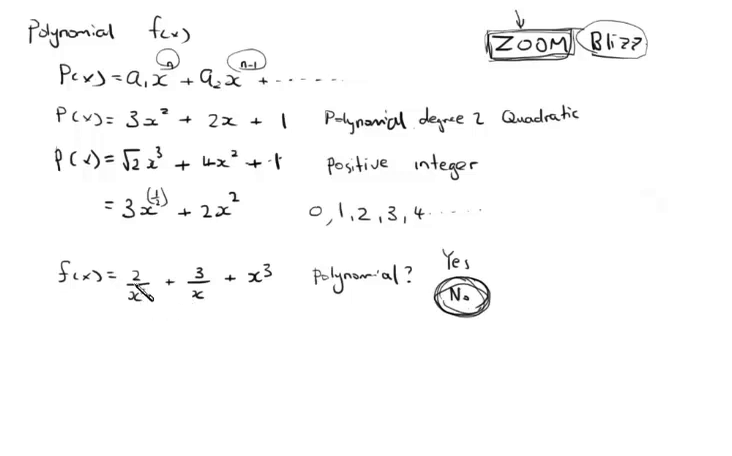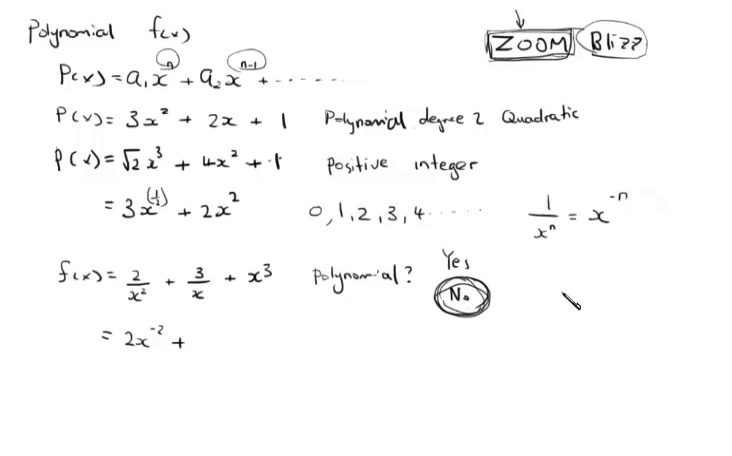The reason is, this one is the same thing as 2x to the power of negative 2 plus 3x to the power of negative 1 plus x cubed. When you have 1 over x to the power of n, it's very important to know that this is the same as x to the power of negative n. Let me talk a little bit about this one.